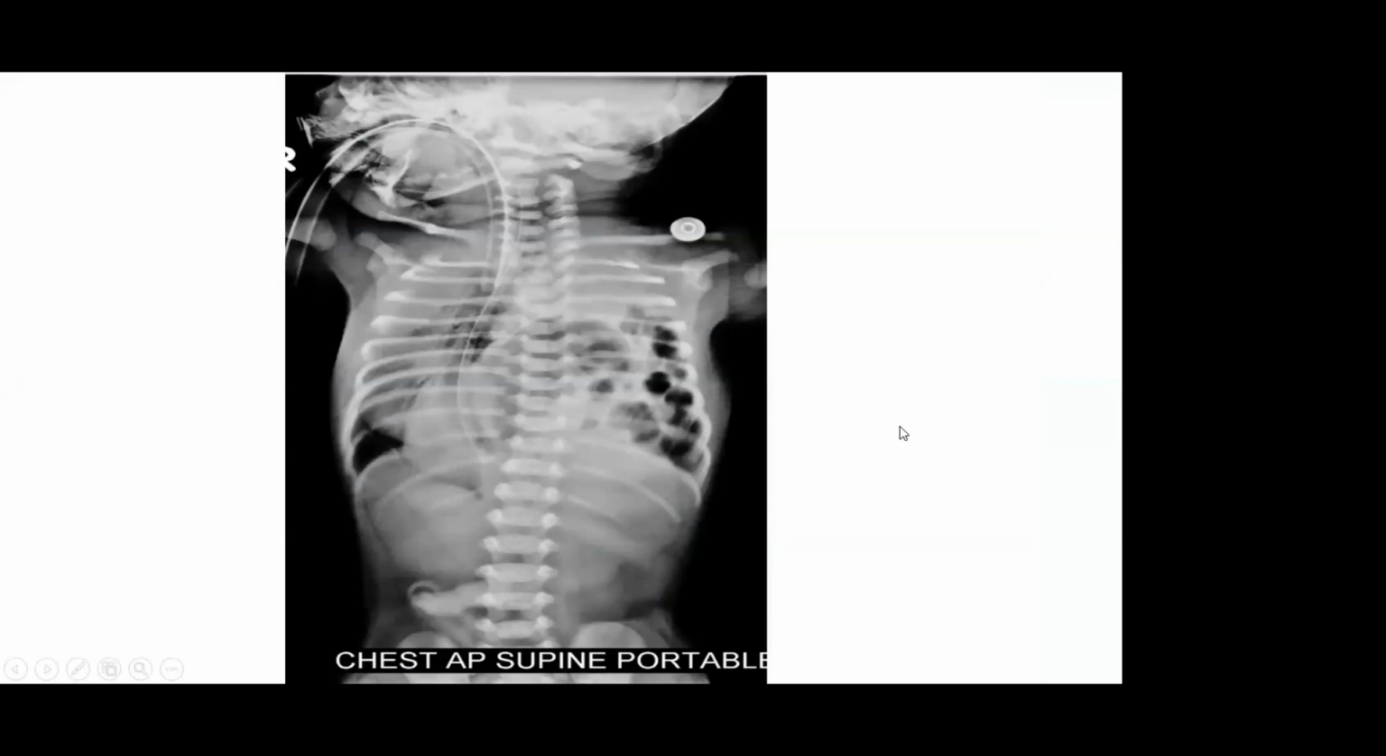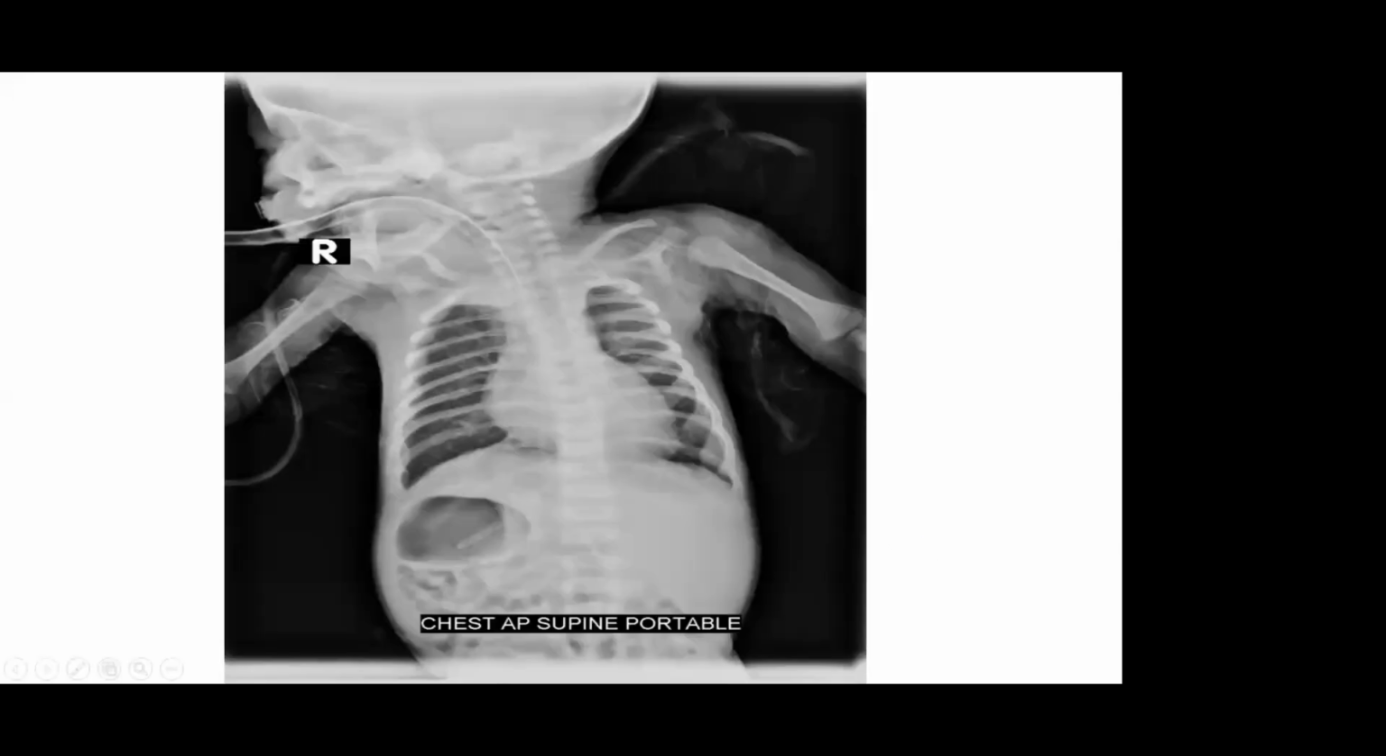This is CDH. You can see the intestinal loops there. You can hardly see the stomach bubble. You can see the shift is there. You can see the tube going from the left to right. This is CDH. Wow, cool. You guys are definitely smarter than me.